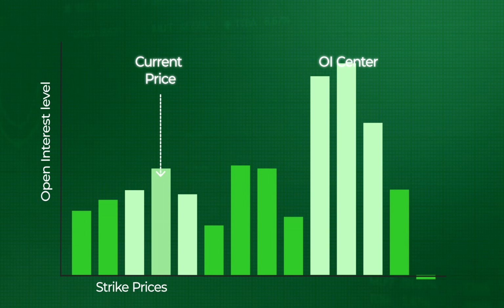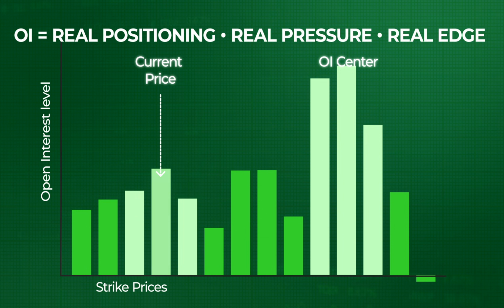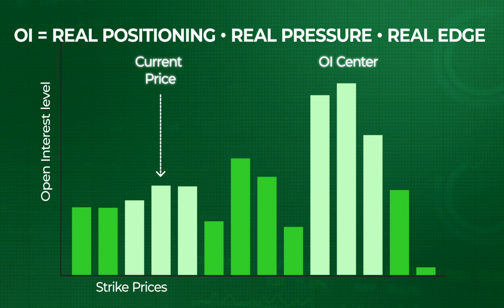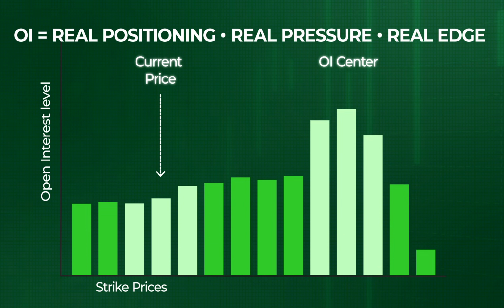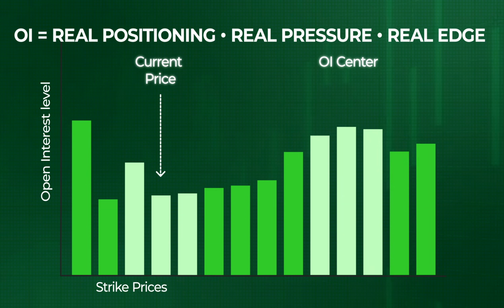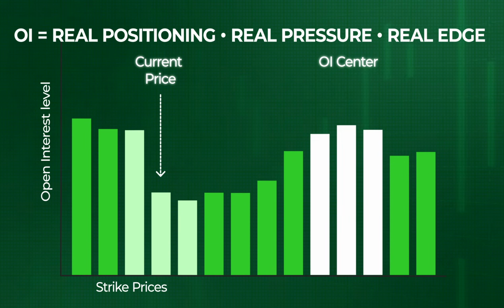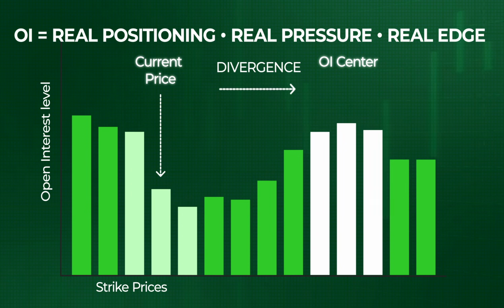is building. Typically, traders spread their option positions evenly around the current stock price. But when that balance breaks and you see a big buildup of contracts far from where the stock is trading, it can signal that something is about to shift in the market.